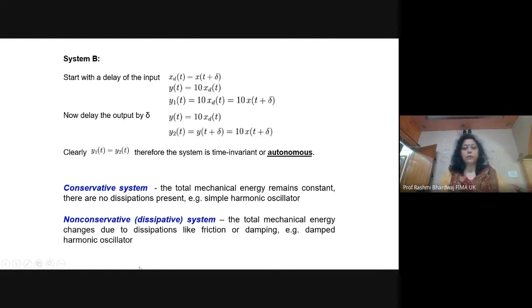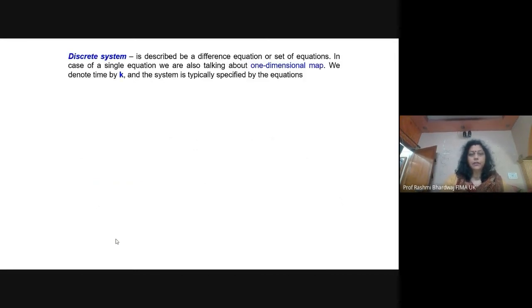But non-conservative, if we are talking about, it is an example of damped harmonic oscillators or pendulum, if we are taking a forced pendulum or the perturbed pendulum. Now we are coming to the discrete and continuous system, and we all know that a discrete system is described by a difference equation or a set of equations.